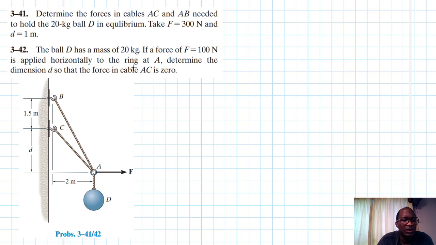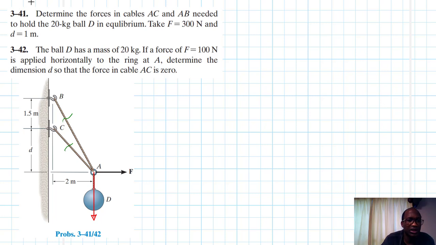So first things first, we are going to draw the free body diagram. The ball will have some weight, which we are going to indicate. We are going to have some tension force in those two chords. So let's section those chords. We'll section them here, we'll section the other one there. It doesn't matter where we section them.